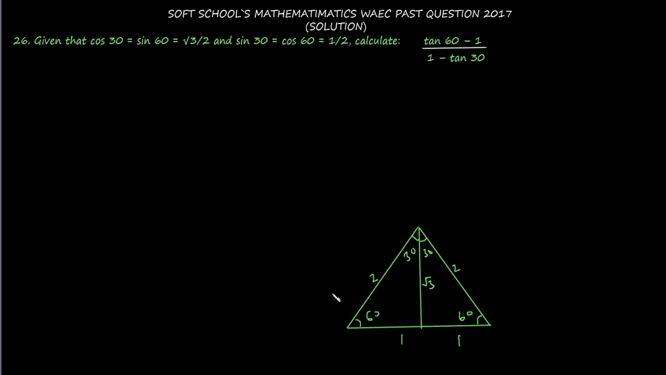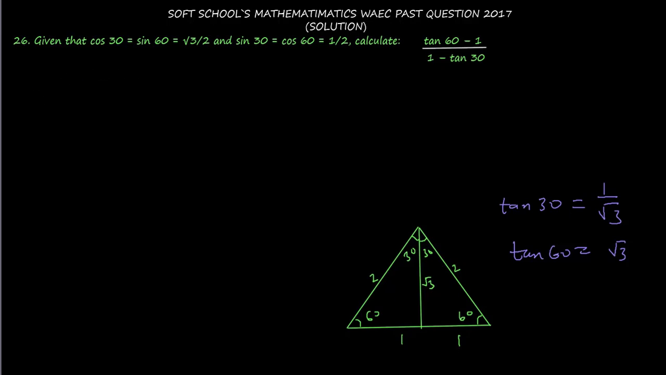So if you want to find our tan, we now say tan 30. Tan 30 is equal to what? Opposite over adjacent, which is 1 over root 3. So tan 60 is equal to what? Opposite over adjacent, which is root 3 over 1, which is root 3. So anywhere we see tan 60, we put root 3. So we now go back to the problem.